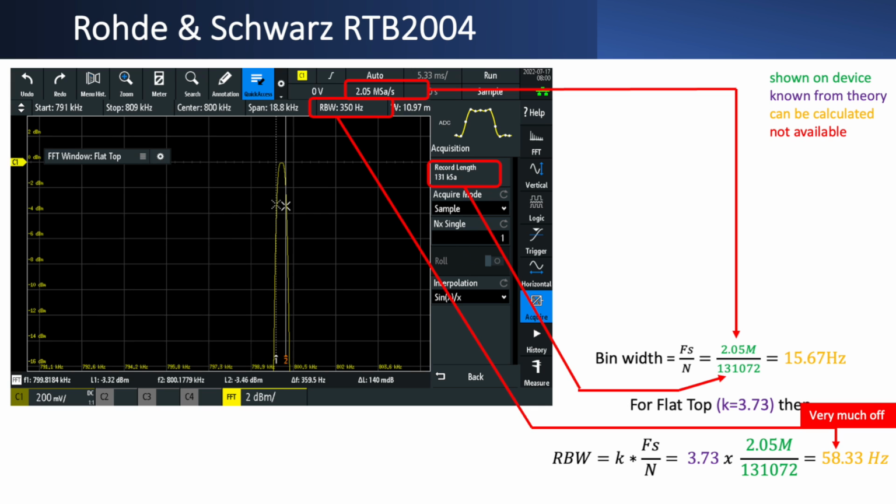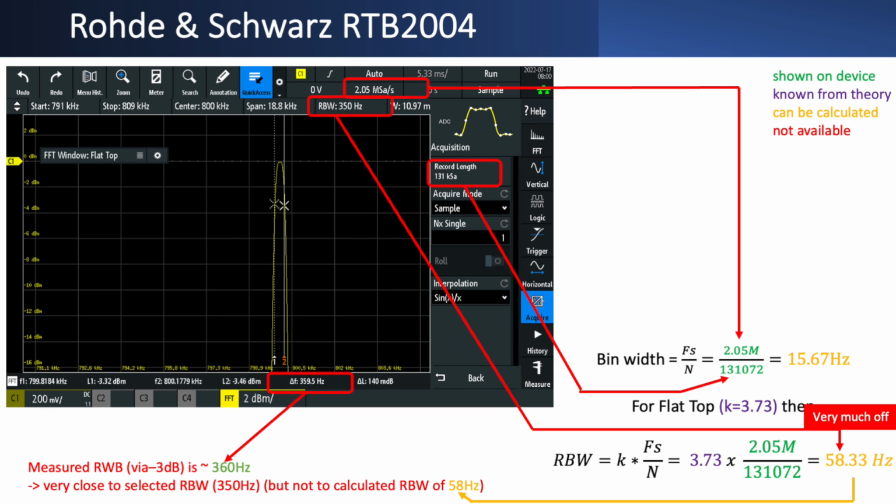And if I investigate the shape of the signal, zooming in on it again, and now I'm able to take the -3 dB point, what I actually see is a value that is 359 Hertz, so it's very close to the 350 shown on the device, but very different to the calculations that I made on the basis of the sample frequency and the record length.